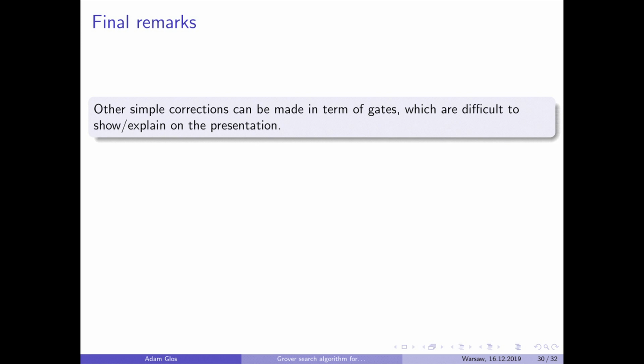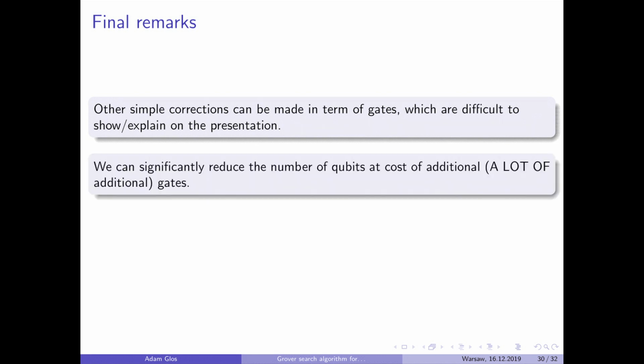And secondly, we can significantly reduce the number of qubits required by applying some additional control NOT gates. We actually need a lot of these gates, but if we had a quantum computer that wouldn't have many qubits, but would allow us to perform much longer computations, then it would be very useful.